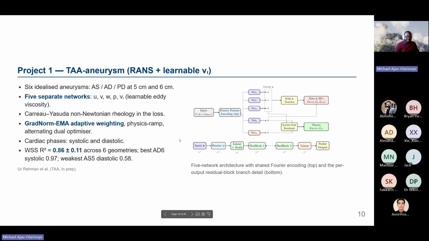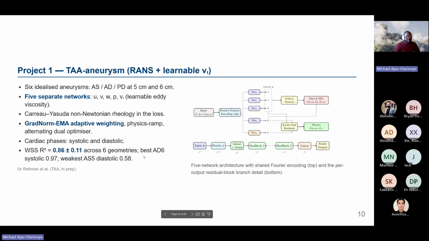Now the neural network itself just had an input layer, a Fourier layer, then a linear layer, and a swish activation function, which used a learnable beta parameter, and each of that was then stacked in a ResNet style block of about 6 to 8, and then a linear output layer to produce the outcome. Now, the model was able to produce a wall shear stress value of about 0.86 plus or minus that across the 6 geometries that it was trained on and evaluated upon.